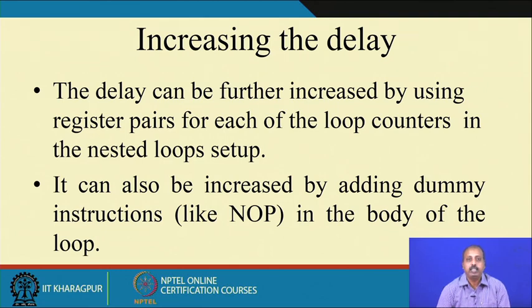How to increase the delay further? If you are not satisfied with whatever we have done, you can introduce some dummy instructions like NOP, no operation. There is a special instruction called NOP that is there in almost all the processors, as well as in 8085. So, in the body of the loop you can put a NOP instruction, which will introduce some delay into the system. One NOP instruction actually takes 4 clock cycles.